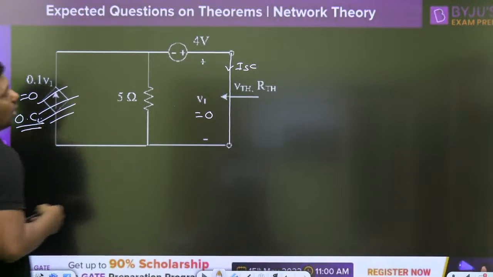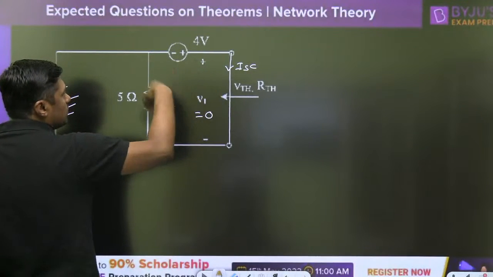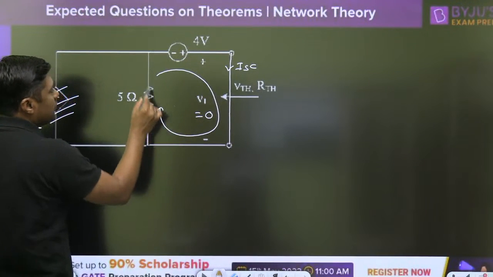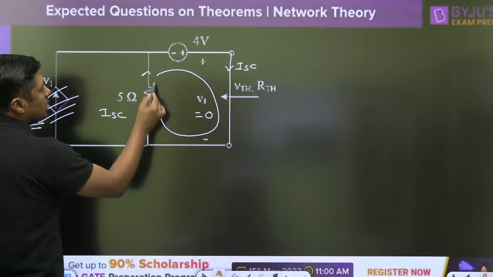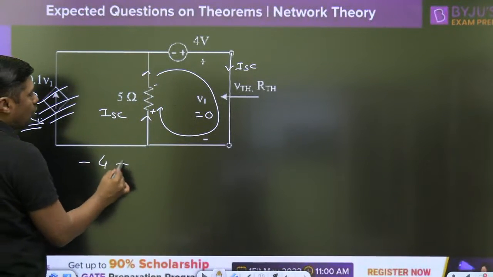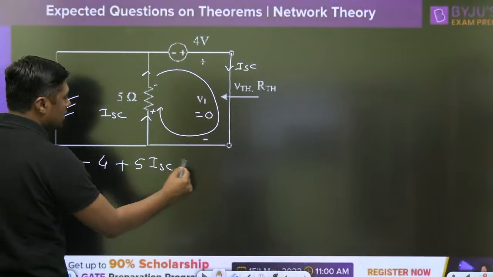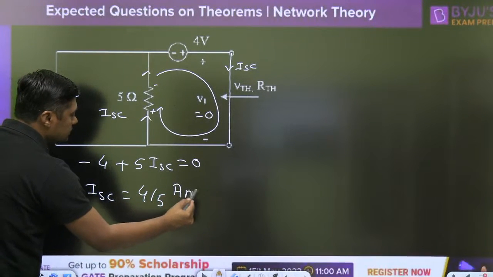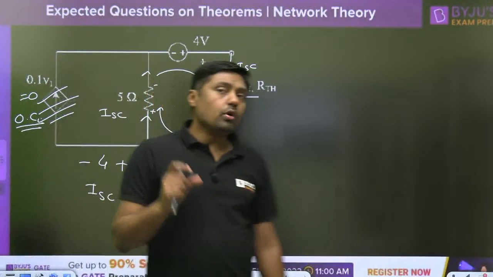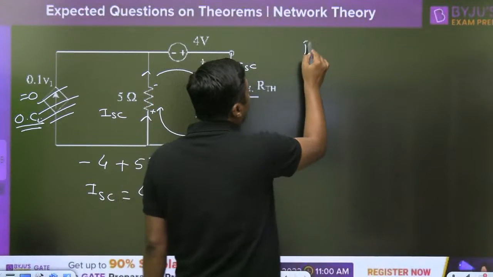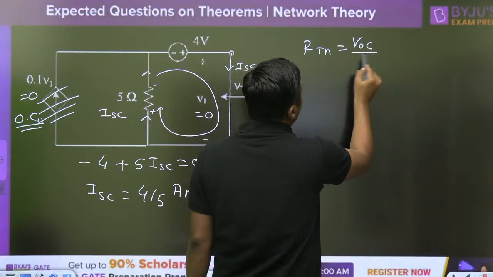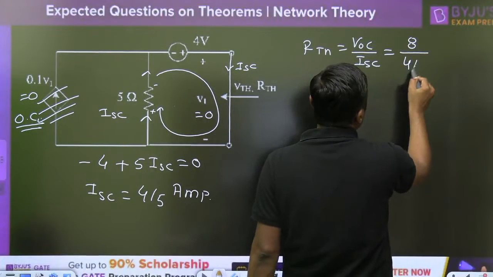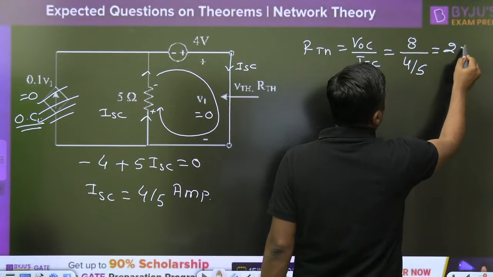Remove this. Now write down the KVL in this loop. So this is the ISC which will flow like this. When I am writing the KVL, it will become minus 4 volt plus 5 into ISC is equal to 0. What is the ISC? It is 4 by 5 ampere. Very easy. Now you have the VOC and ISC, then what will be the RTH? VOC upon ISC, that is VOC 8 volt divided by 4 by 5. This will become 2 into 5, that is the 10 ohm.